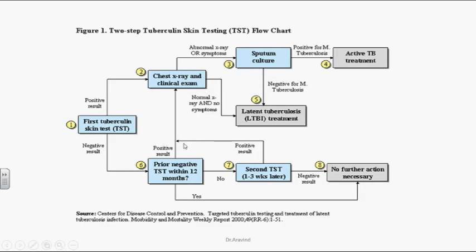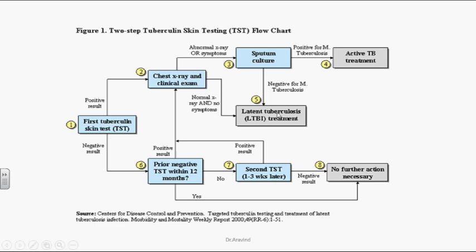In diagnosing and treating these patients, this flow chart released by the CDC is very helpful. First, whenever a patient comes, we check the tuberculin test. If the tuberculin test is positive, we go for a chest x-ray. If you see an abnormal chest x-ray with symptoms, take the sputum and do the sputum culture. If you find these organisms in the sputum culture, go for treatment for tuberculosis, as he has active tuberculosis.